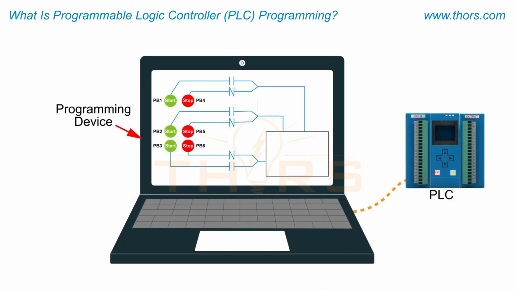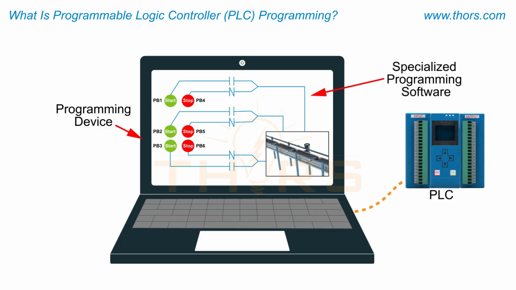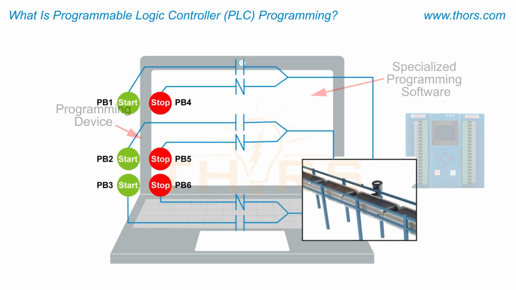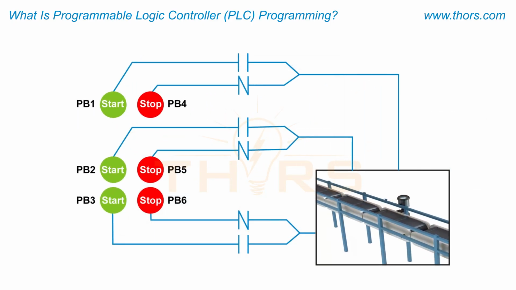Next, the programmer creates the designed logic using specialized programming software, which is subsequently downloaded to the PLC via a programming device. Finally, the control logic is monitored as the PLC executes its intended function by activating the conveyor when any start push button is pressed and deactivating the conveyor when any stop push button is pressed, ensuring reliable multi-point operational control.